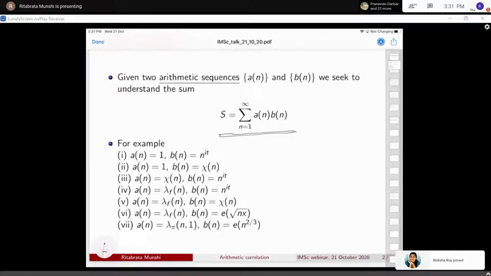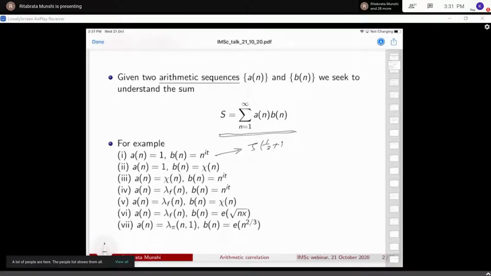The sequences that you may be interested in are the following. You can take one of them to be 1 and the other to be n to the power it, for example. Here you are basically interested in bounding, say, zeta of half plus it, and this is the sum that you get. You can also have a_n equal to 1 and b_n equal to chi(n). This is the type of sum that appears when you are looking at the Dirichlet L-function and you want to bound L(1/2, chi).